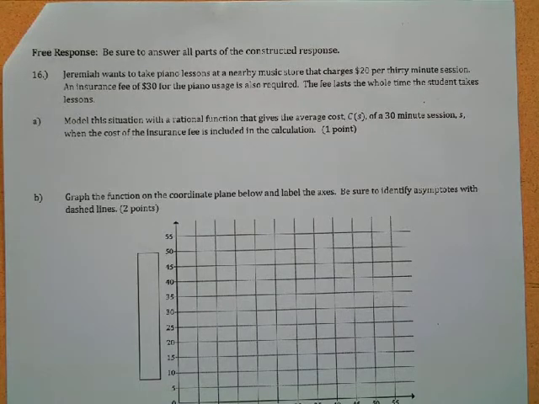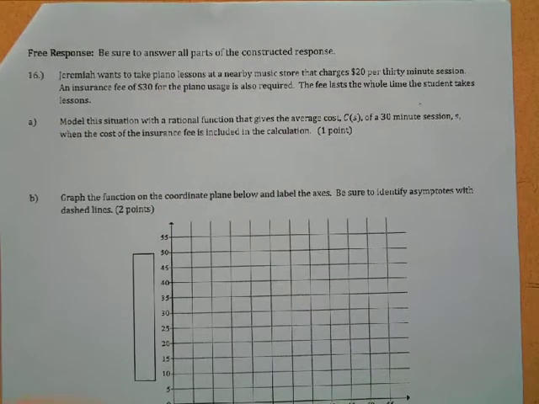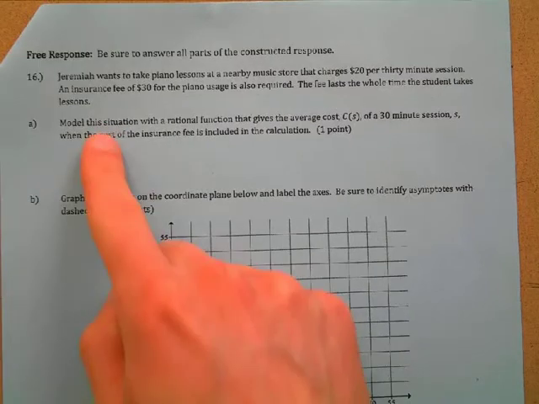Okay? So this first one here, number 16, talking about Jeremiah wants to take piano lessons at a nearby music store, charges $20 per 30-minute session. An insurance fee of $30 for the piano usage is also required. The fee lasts the whole time the student takes lessons. So it's like a one-time fee, in other words. So model the situation with a rational function.